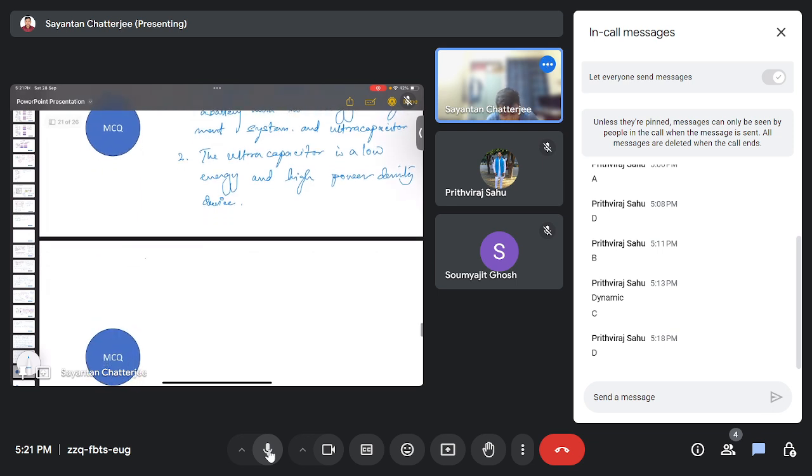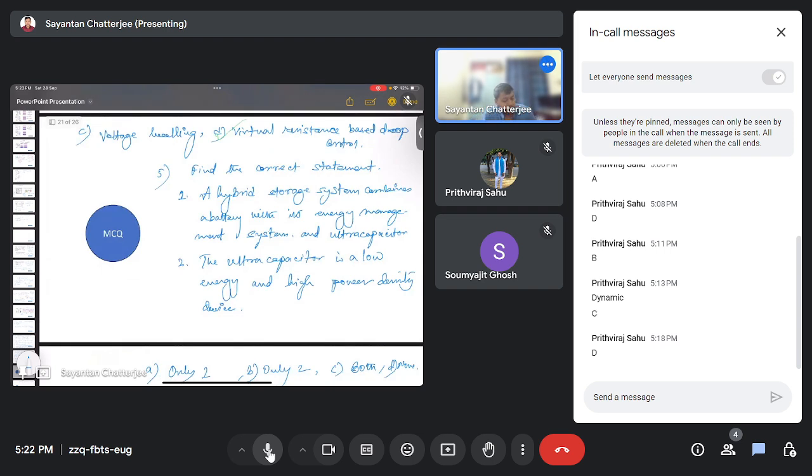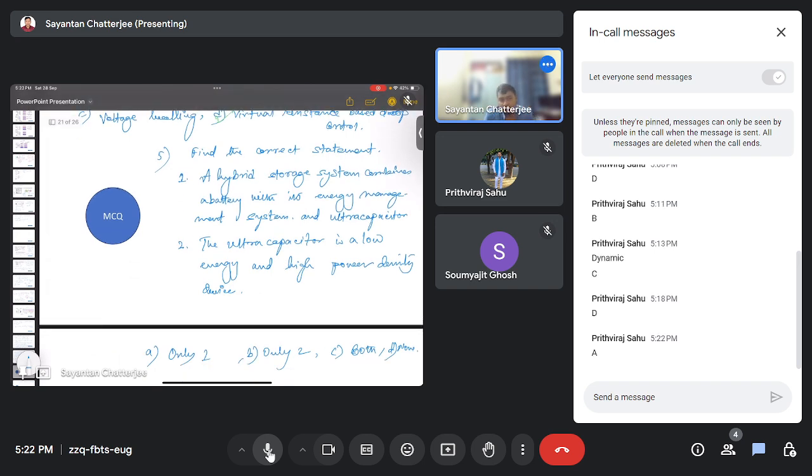So based on these two, option: only one is correct, only two, both, none. So find the correct statement. First of all, a hybrid storage system combines a battery with its energy management system and ultra capacitor. This one is the first statement. And the second statement is the ultra capacitor is a low energy and high power density device. So out of these, you need to select the options.